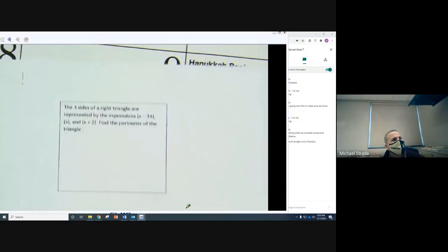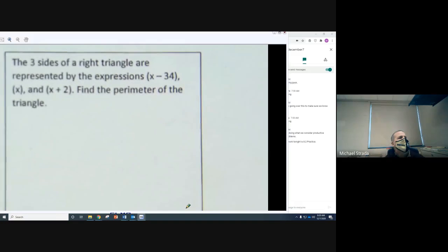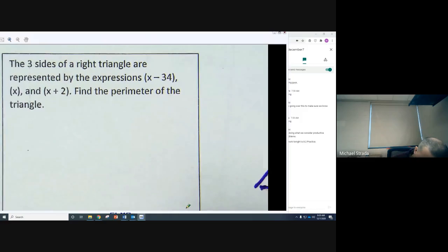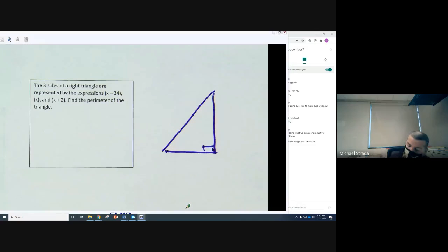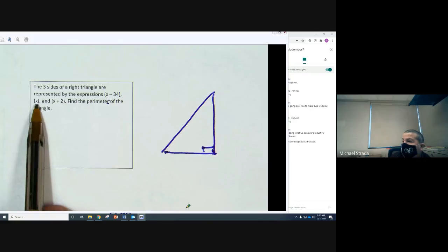The 3 sides of a right triangle are represented by the expressions x minus 34, x, and x plus 2. Find the perimeter of the triangle. Okay, so, ladies and gentlemen, we have to assume that x is positive. Main reason being, if it wasn't, x minus 34 and x would both be negative numbers, correct? So x is positive.